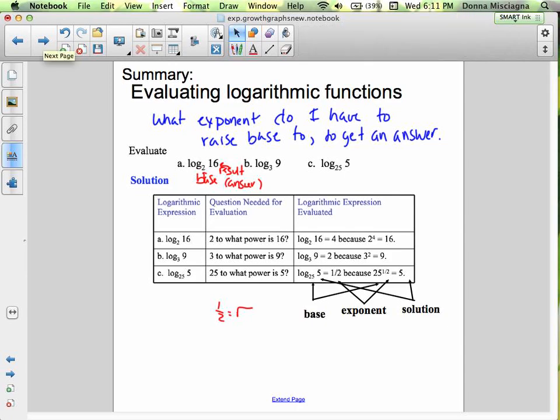And so log base 2 of 16. So you're thinking 2 to what power is 16? Well, we know that 2 to the 4th is 16. So log base 2 of 16 is 4 because 2 to the 4th is equal to 16. When you're answering a log statement, this is fine to help you figure it out.